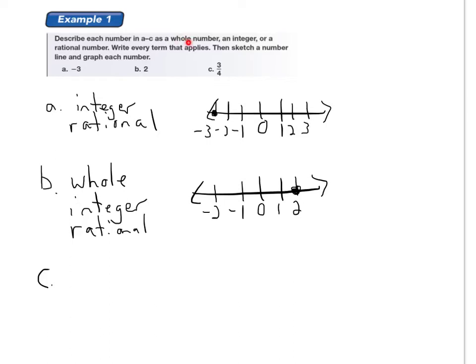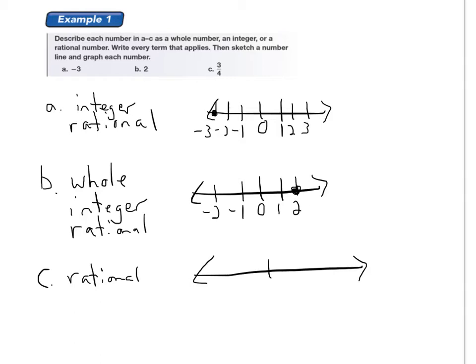Well, 3/4 is not a whole number because it's not 0, 1, 2, 3, and so on. It's not an integer. Okay. In fact, the only thing fractions are is rational. Okay, fractions are rational numbers. Now, when I sketch this on a number line, there's a few ways to do this. Here's how I like to do it, because I like to show I understand where 3/4 is.